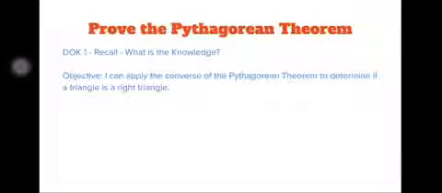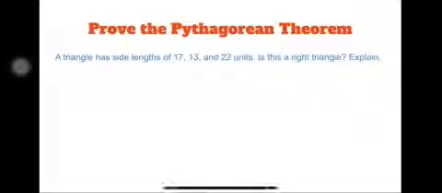Depth of knowledge number 1. What is the knowledge? I can apply the converse of the Pythagorean theorem to determine if a triangle is a right triangle. A triangle has side lengths of 17, 13, and 22 units. Is this a right triangle? Explain.